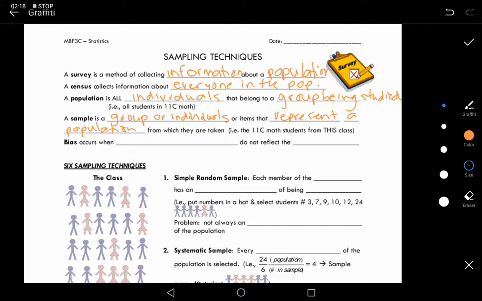And the last definition here for you is bias. So bias occurs when the results of a survey do not reflect the population. So a study is done, the results come back, and they just simply don't make sense. So there must have been some sort of bias involved.